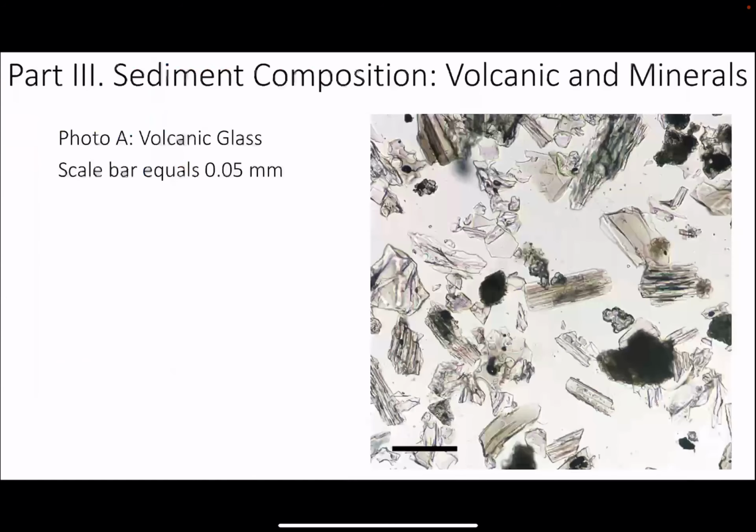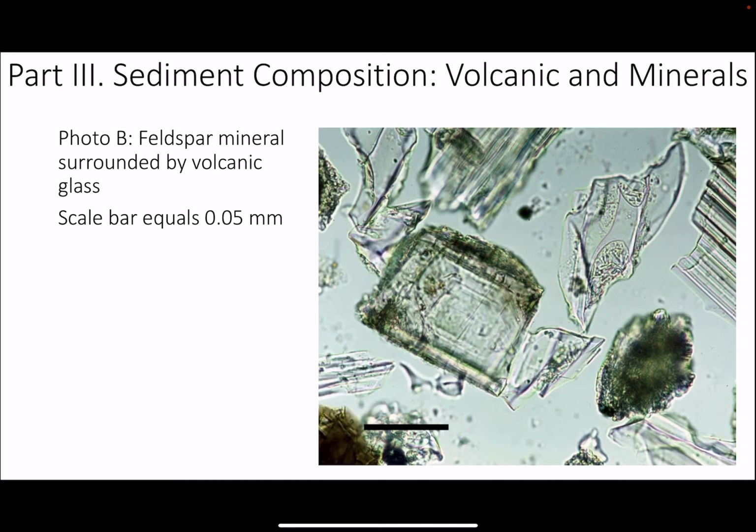Okay, so last thing is for these smear slides, I wanted to show you guys some photos from under the microscope of what these things actually look like. So this is, you can see, quite small. The scale bar here is 0.05 millimeters. This is what volcanic glass looks like under the microscope. And then this is a feldspar mineral surrounded by volcanic glass.